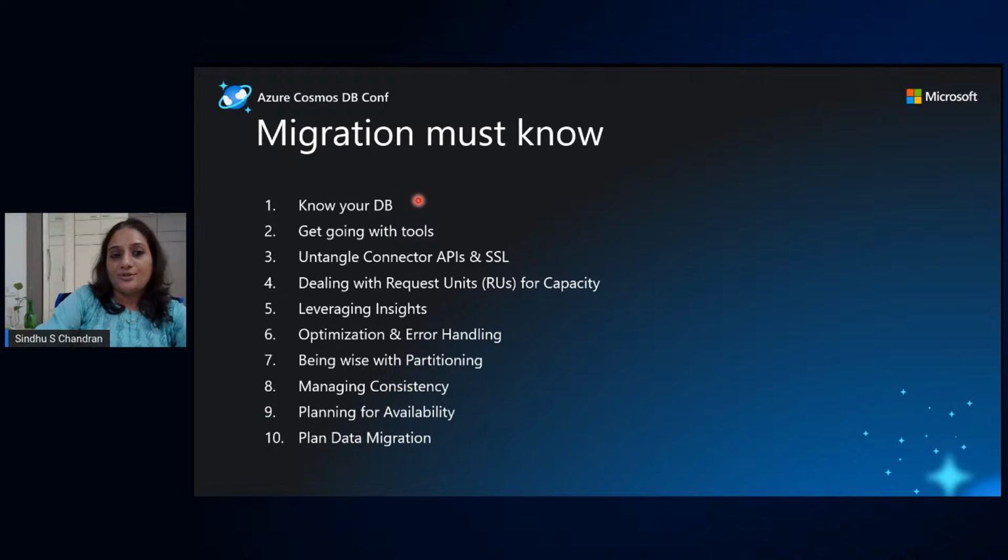So the first one is to know your DB, then you get going with tools. Then the third step is about understanding the connector APIs and SSL setup needed. And very important, dealing with request units for capacity. And then making use of insights to understand what is really happening there, optimization and error handling, and then making use of partitioning well, managing consistency, availability, and finally planning your data migration from on-prem to Azure Cosmos DB.